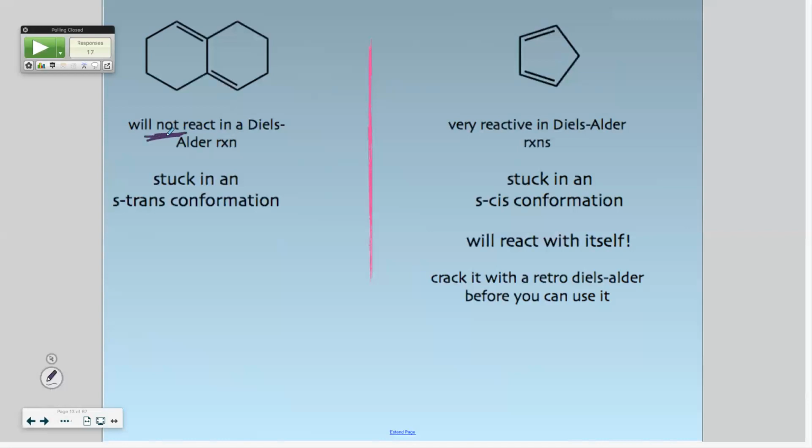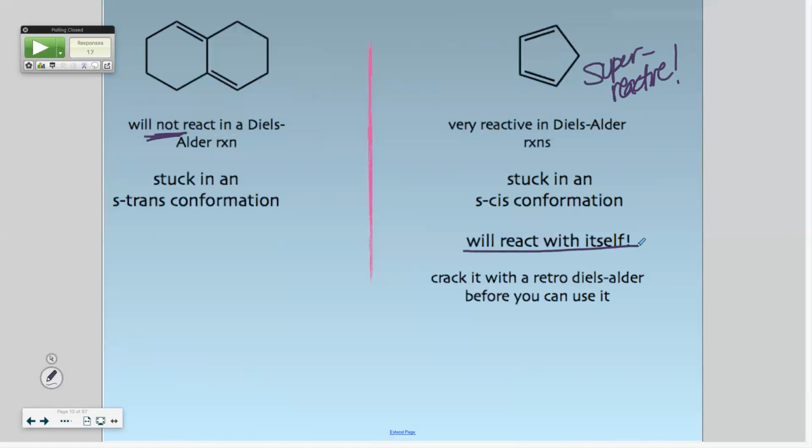They made that compound and tested it just fine. Okay? But this compound up here is super reactive because it's stuck in that S-cis conformation because of its ring structure. So you see the difference? It's so reactive that it reacts with itself.